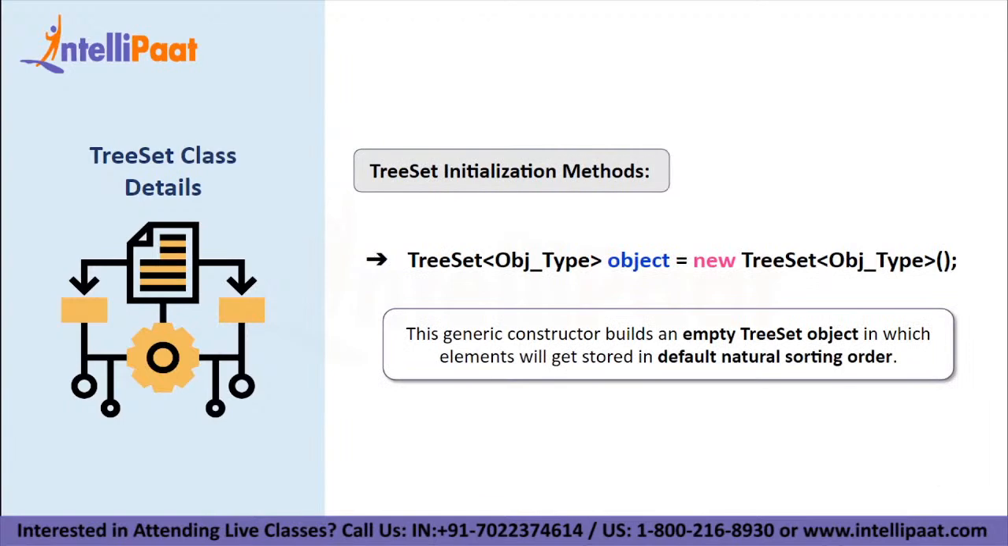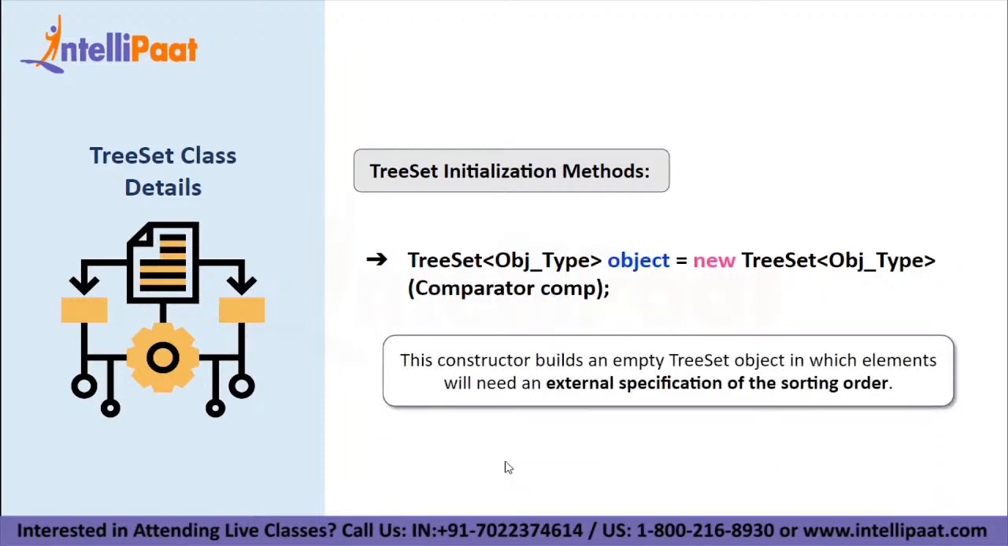Next, we will discover ways to construct a tree set class. The generic tree set constructor is used to build an empty tree set object in which elements will get stored in default natural sorting order. The syntax for this constructor is TreeSet, then object type, object name equal to new TreeSet, then again inside wrapper the object type. Next, the second tree set constructor is used to build an empty tree set object in which elements will need an external specification of the sorting order. The syntax for this constructor is TreeSet, object type, then object name equal to new TreeSet, object type, and then the comparator that you want for ordering.